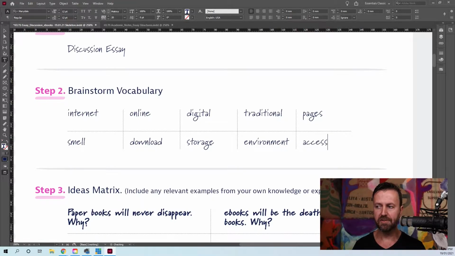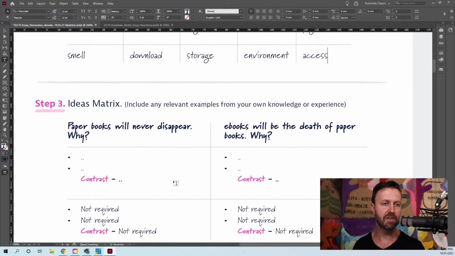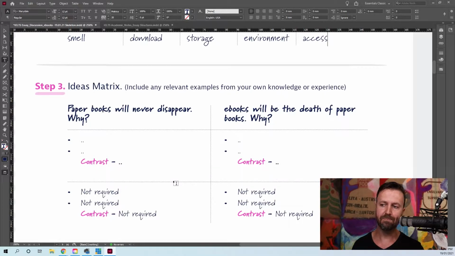The last word we've got here is access. Being able to access pieces online, being able to access digital files, and go from there. Okay, we're now going to take those words and construct our matrix, which you can see here. Now, we're going to use exactly the same matrix in every single essay writing episode that we do.